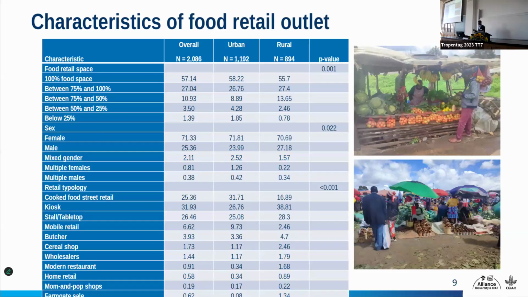As a way of characterizing the retail outlets, a majority of the food outlets sold exclusively food, but there are some that sell both food and non-food items. In addition, a majority of them were also female.